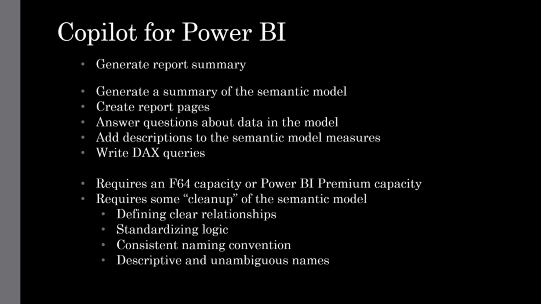You need clear relationships between your tables. You need to standardize the measure logic a little bit. You also need to be consistent in your naming conventions, and all the names that you give stuff need to be descriptive and unambiguous. That could be stuff like, instead of using prod ID for a product ID, you would rather use product name so that Copilot can actually read the column name and understand that this is what identifies a product.